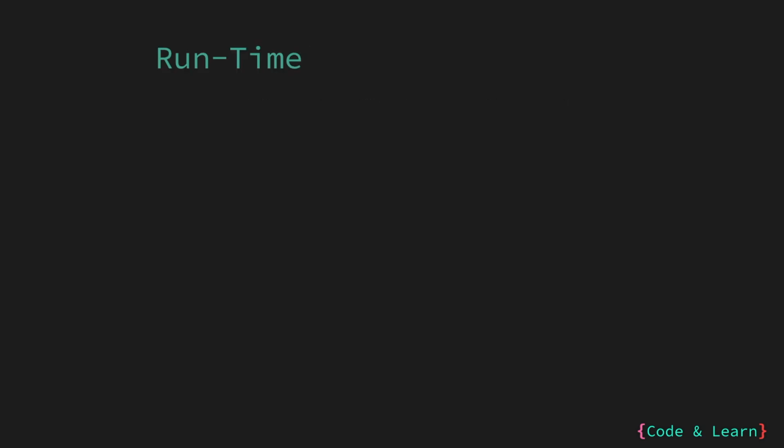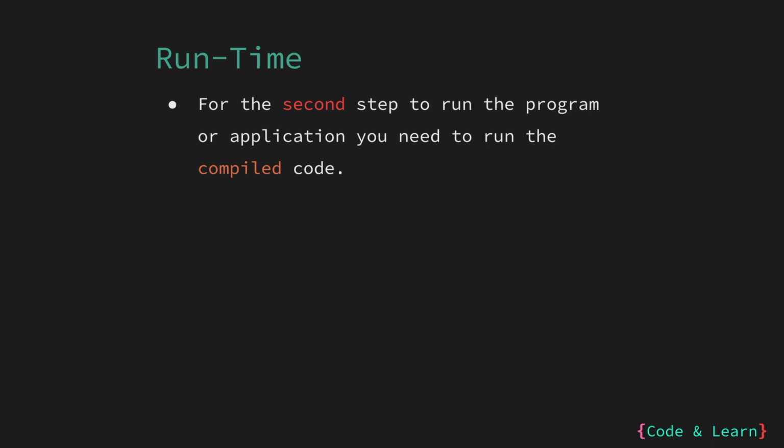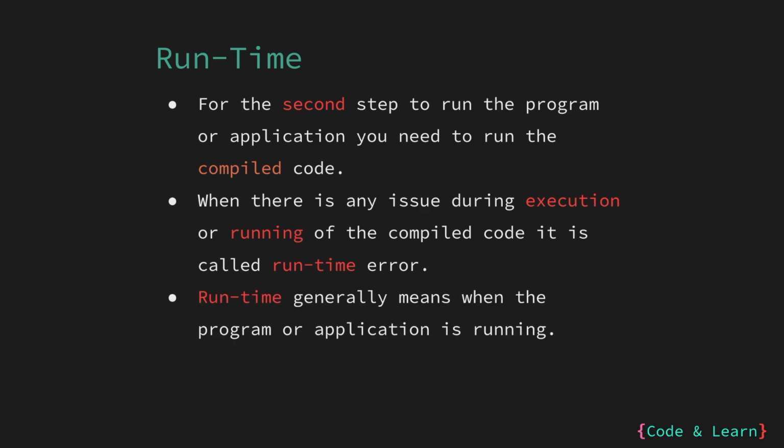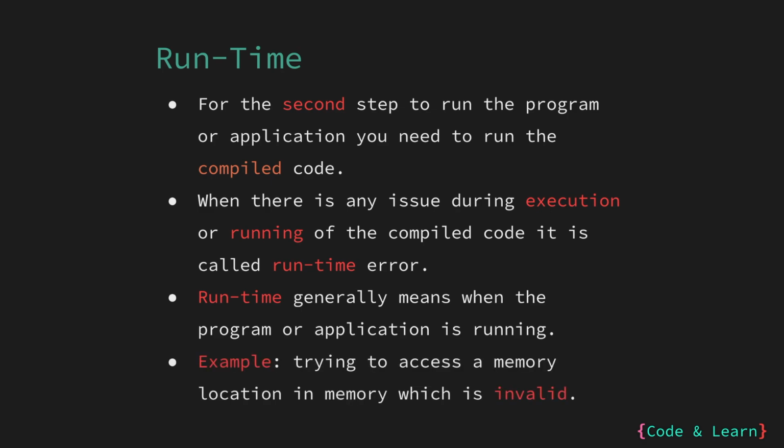Now let's talk about runtime. As mentioned earlier, the second step involves running the compiled code. Any error or issue that occurs when your application is actually running is considered a runtime error. Runtime generally means when your program or application is running after the compilation of the code. An example of this is trying to access a memory location in code which is invalid.